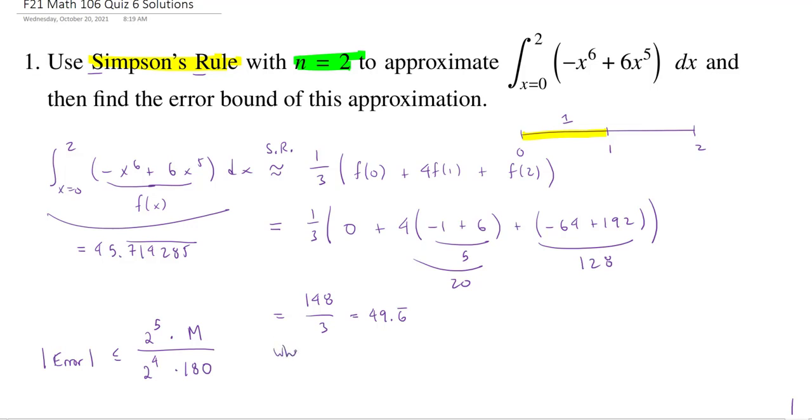So what is this m? M is an upper bound on the absolute value of the 4th derivative of this function f.